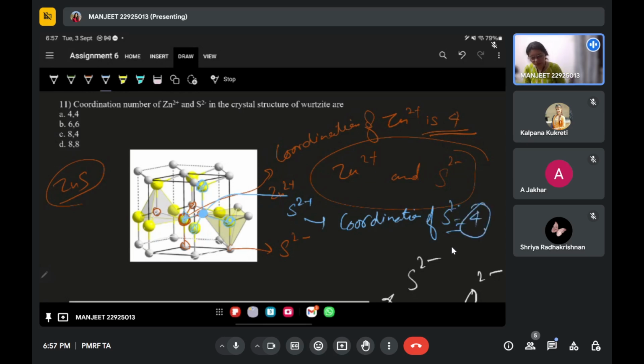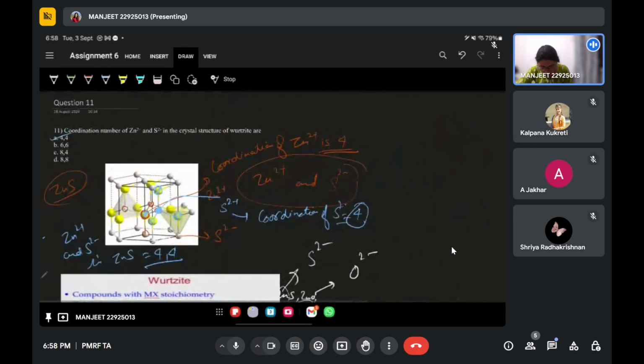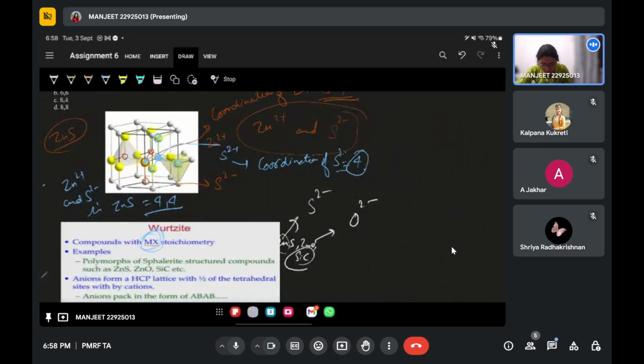So the coordination numbers for the Zn2 positive and the S2 negative in wurtzite ZnS will be 4 and 4. So A will be the right answer. Yes, A is the correct answer. 4 and 4, the coordination numbers for the Zn2 positive and the S2 negative. This wurtzite has the stoichiometry of MX.